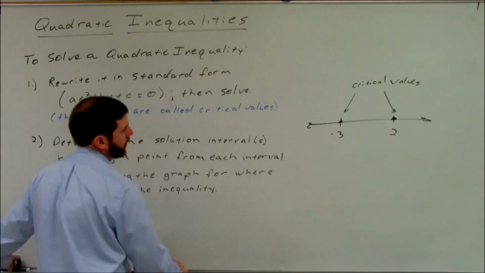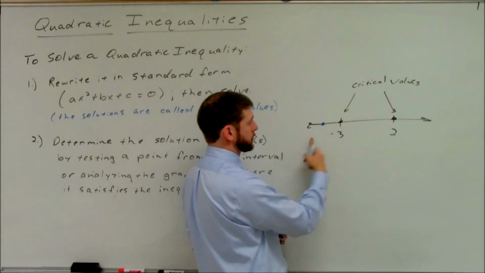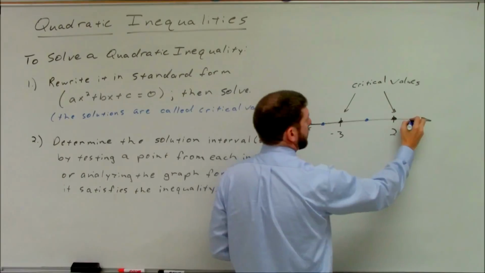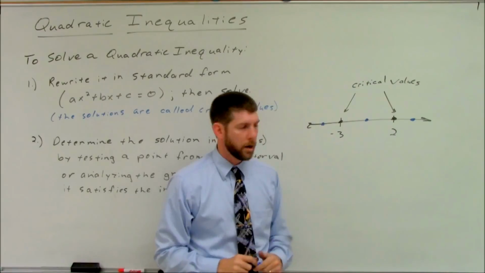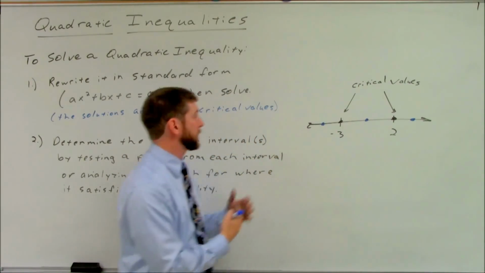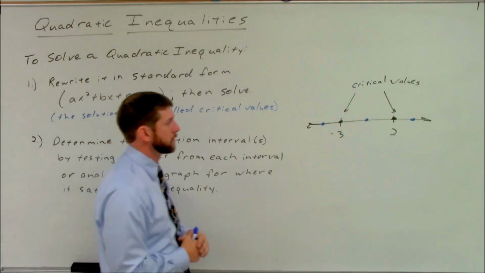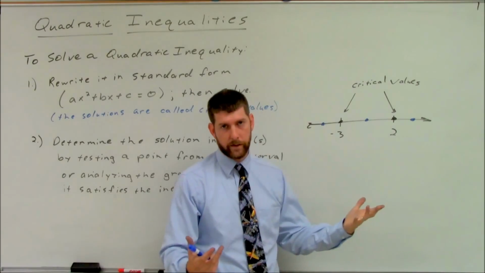I would just pick a point in the left interval, so something to the left of -3, in the middle interval, and in the right-side interval. I would pick a point from each of them, and then you just plug them back into your inequality right here. And whichever point makes it true, that's going to be your interval.